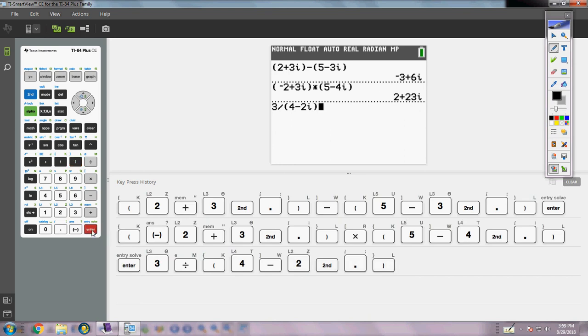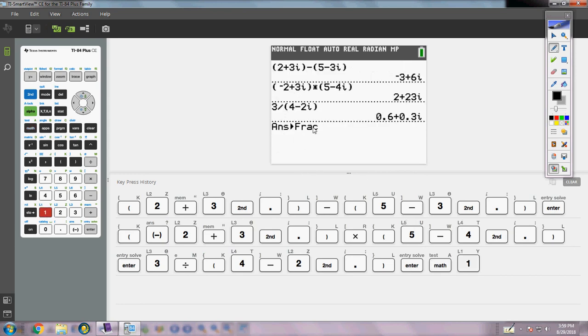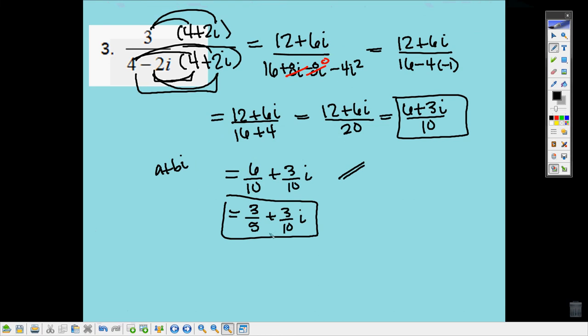And then I'm going to hit enter. Now notice we have a problem because we have decimals. So that's an easy problem to fix. You're going to go over here to the math key and you want to select 1 because you want it to turn our answer into a fraction form. And we have our answer, 3/5 plus 3/10 i.